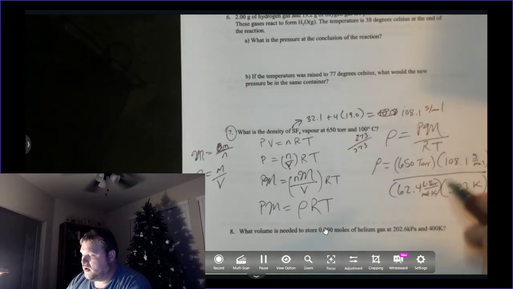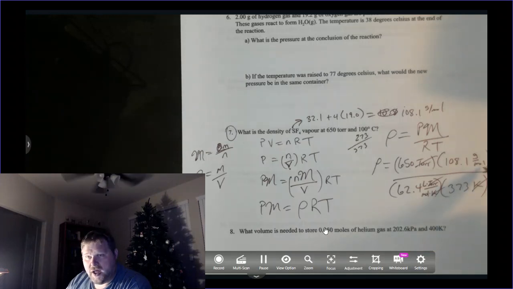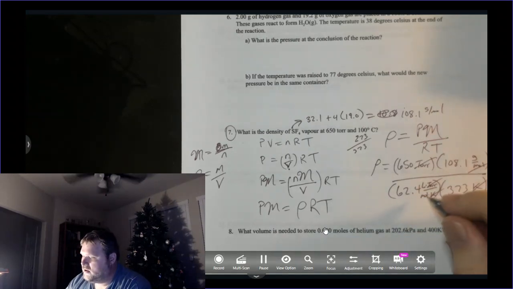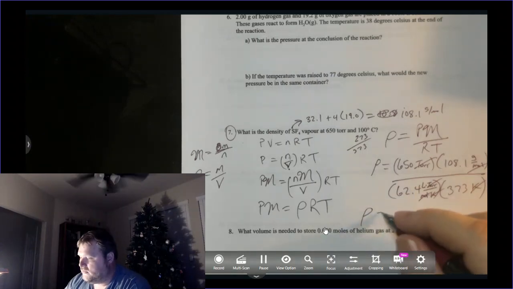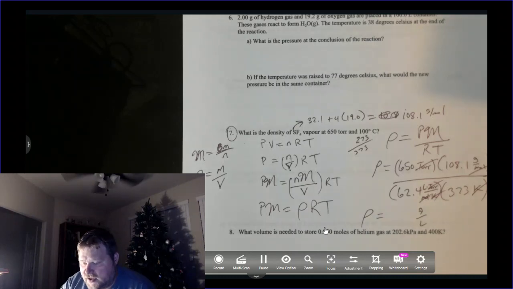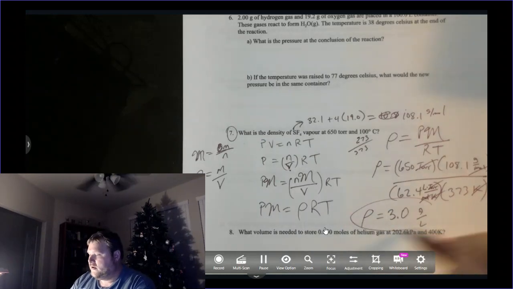All right, looking at my units, torr cancels, Kelvin cancels, moles on the bottom of the top and moles on the bottom of the bottom also cancel. So that leaves me with grams over liters. Folks, that's a density unit, mass over volume. So let's simplify. 650 times 108.1, divided by 62.4 and finally by 373. And that density comes out to be 3.0 grams per liter. And that's it.